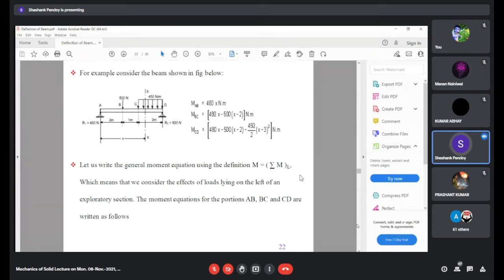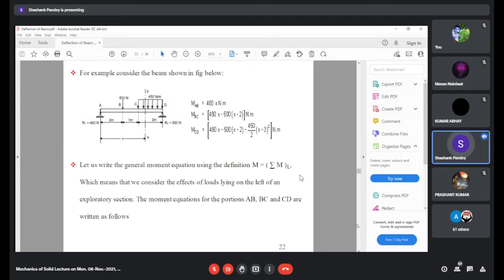For portion A to B, we will have one equation, that is 480 into x. And for the portion between B to C, we have a different moment equation. That means this will be 480 into x, and another part will be minus 500 into (x minus 2). The minus comes into the picture because this is opposite of what we assume as the positive sign convention.